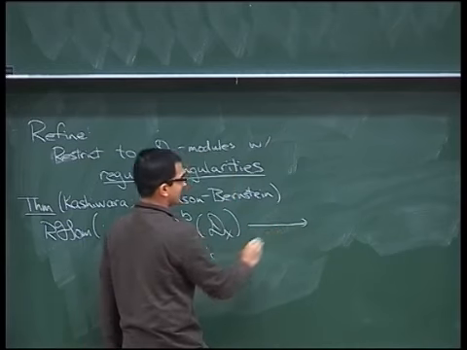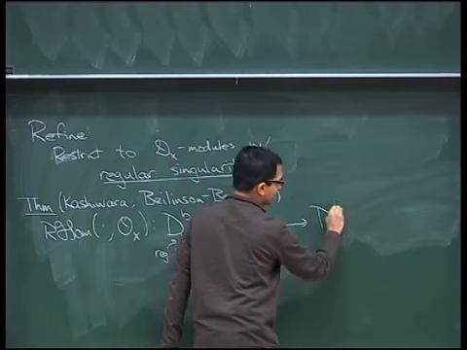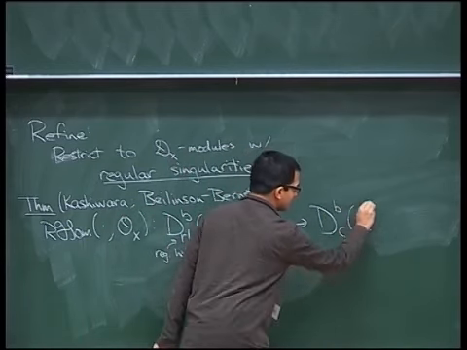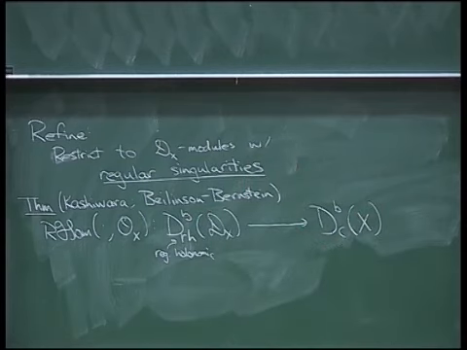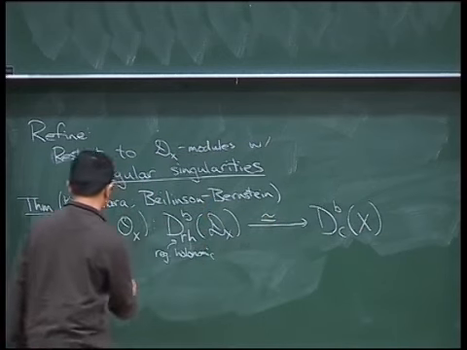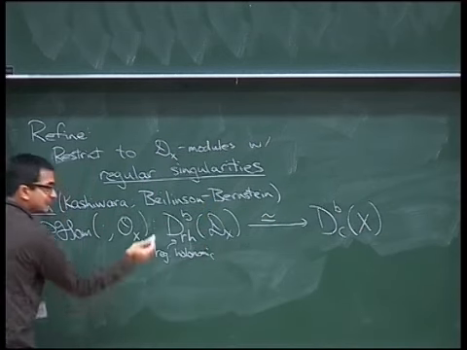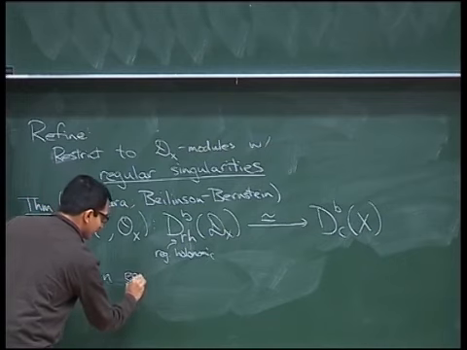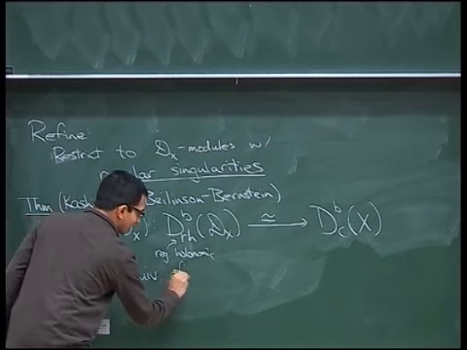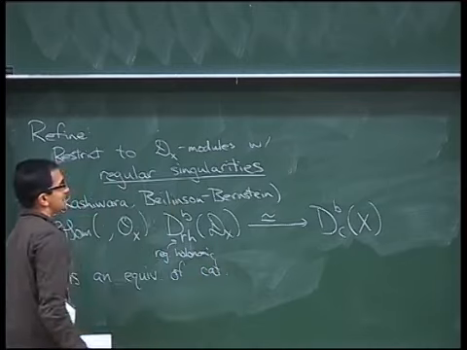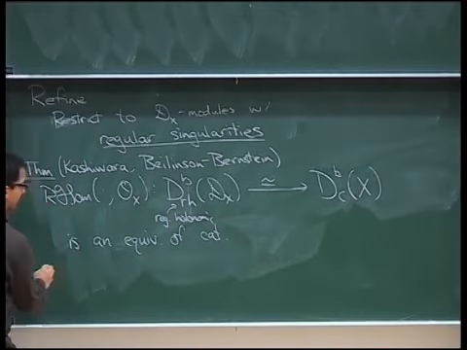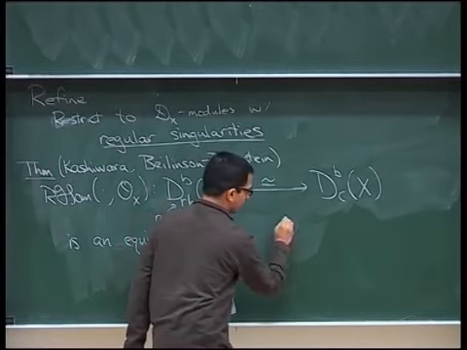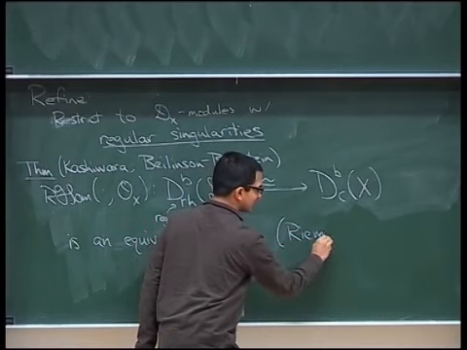And that takes values, well, we already know it takes values in the bounded derived category of constructible sheaves by Kashiwara's other theorem. And then this turns out to be an equivalence of categories. So this is an example of a derived equivalence. This equivalence of categories is called the Riemann-Hilbert correspondence.